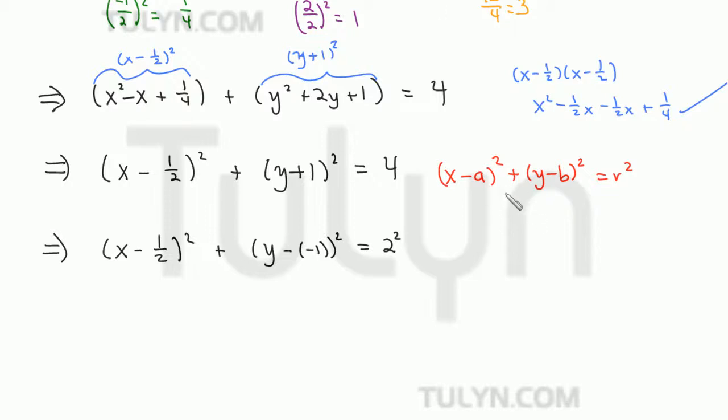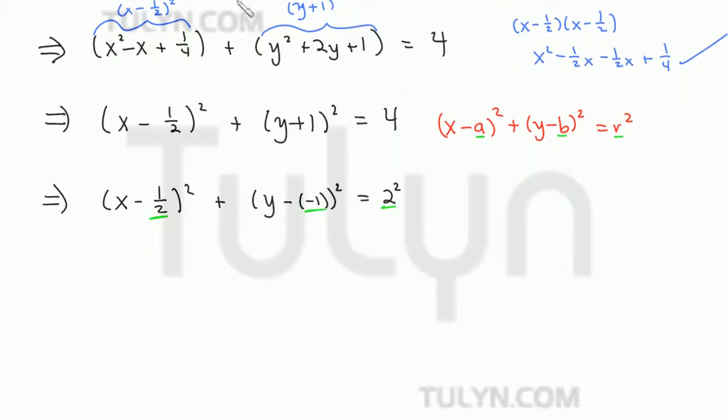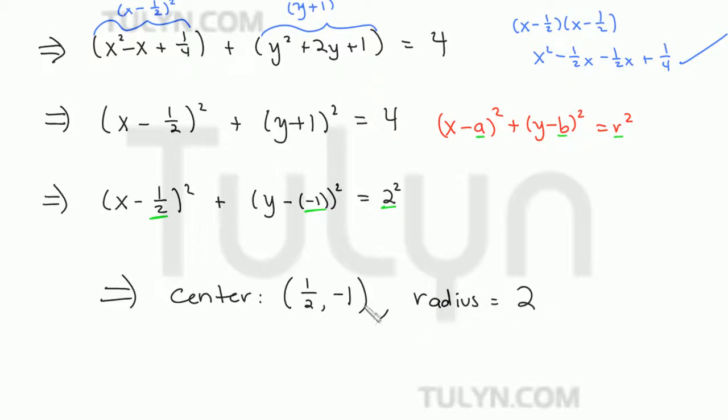And so now we see that this is in the form x minus a squared plus y minus b squared is equal to r squared, where the center is given by a comma b. In this case, that's a half comma negative 1. And the radius here is 2. So rewriting our results, the center of our circle is at a half comma negative 1, and the radius of our circle is equal to 2.